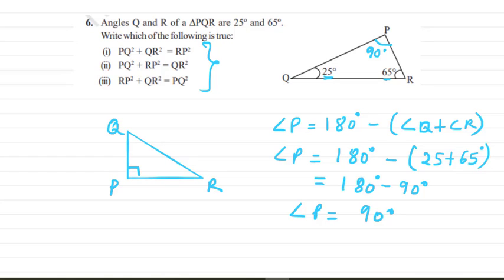Now in the right angle triangle, you know that the square of the hypotenuse, that means QR square, will be equal to PQ square plus RP square. So here option number 2 is correct.